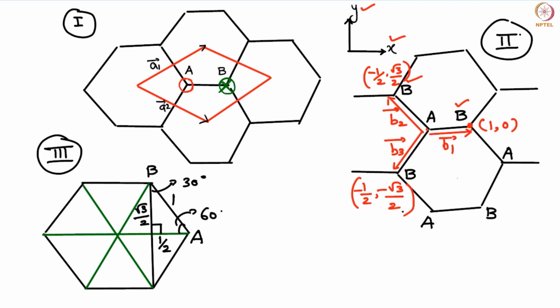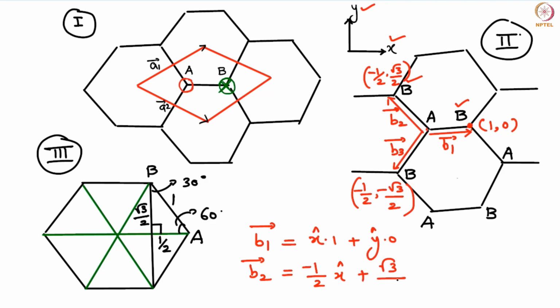Now accordingly you can define your vectors. What is your vector B1? B1 equals x cap into 1, and y is 0 here. So this into 1, and this is 0, your y coordinate. In the case of B2, what you have is minus half into x cap plus root 3 by 2 into y cap, and accordingly you can also calculate B3.